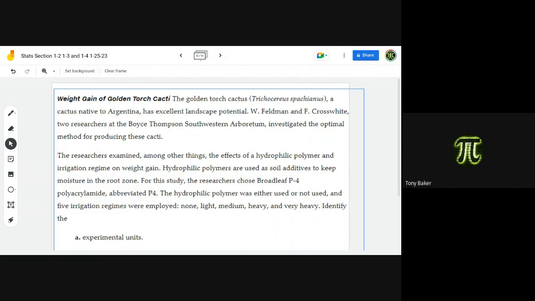weight gain of the golden torch cactus. Yeah, no, we all work on things differently. People less like cactuses.